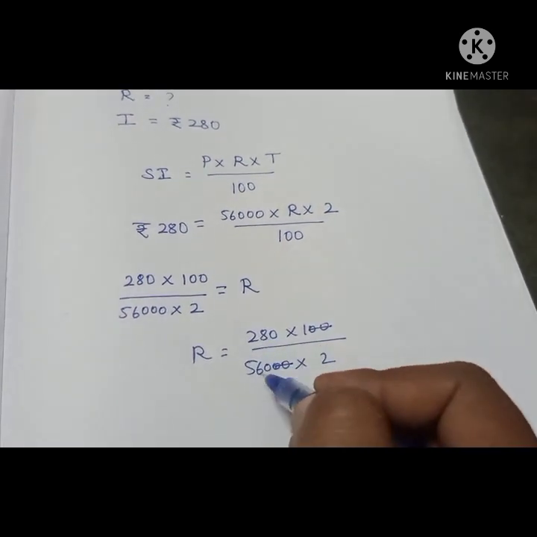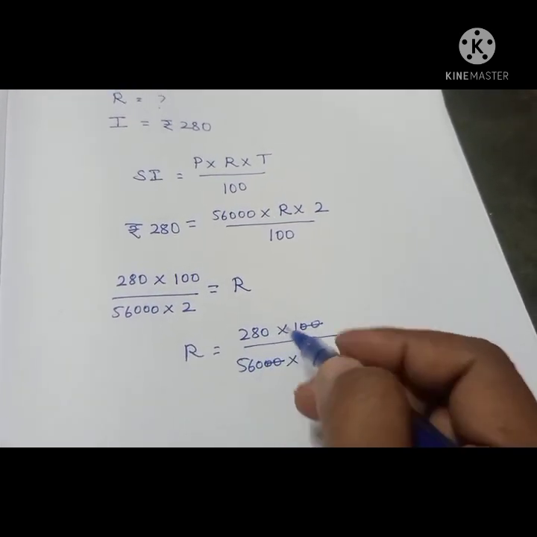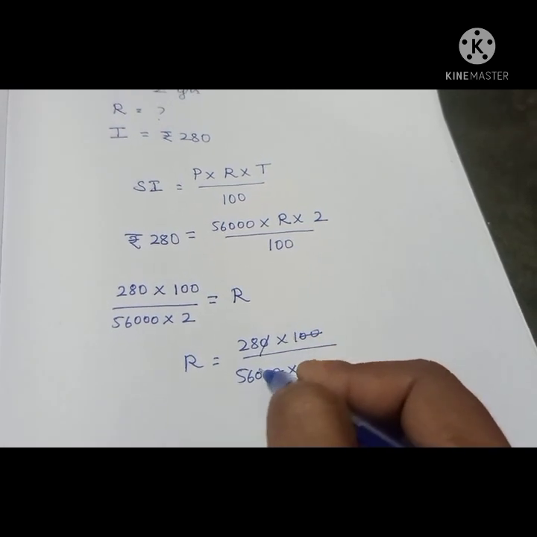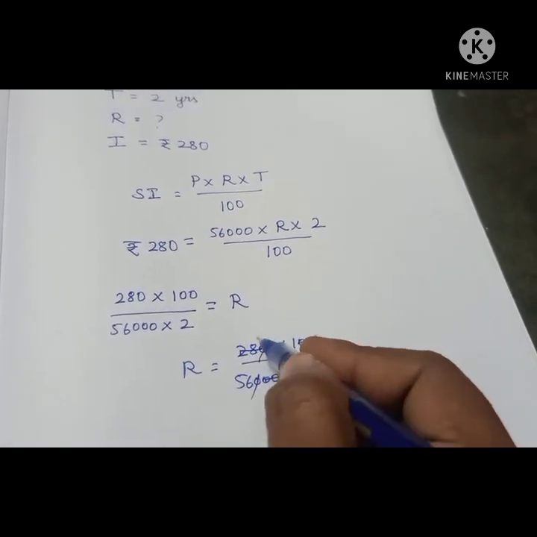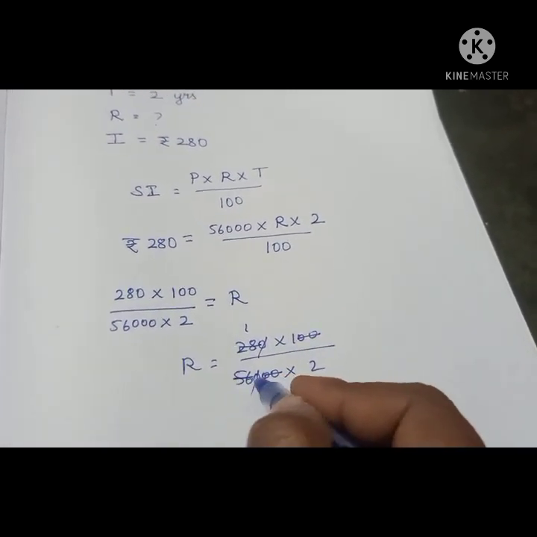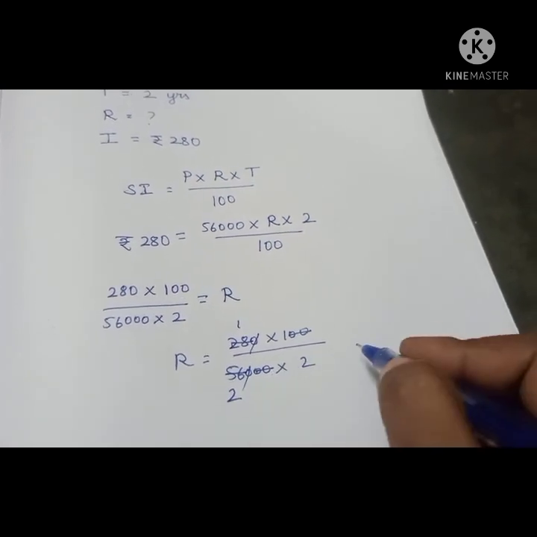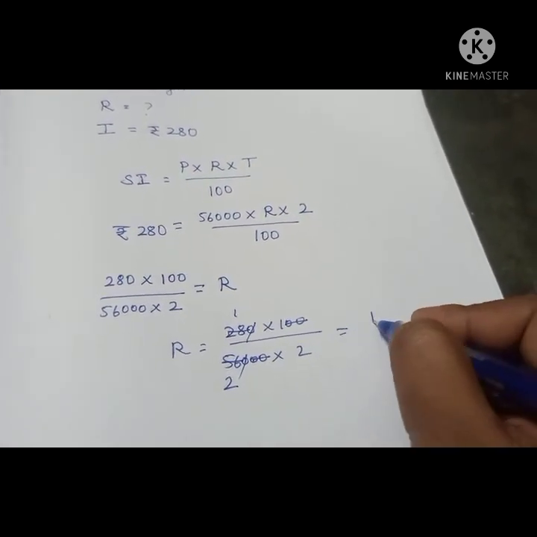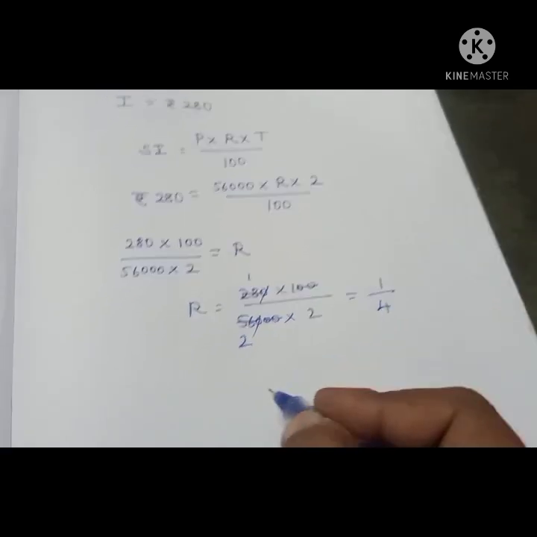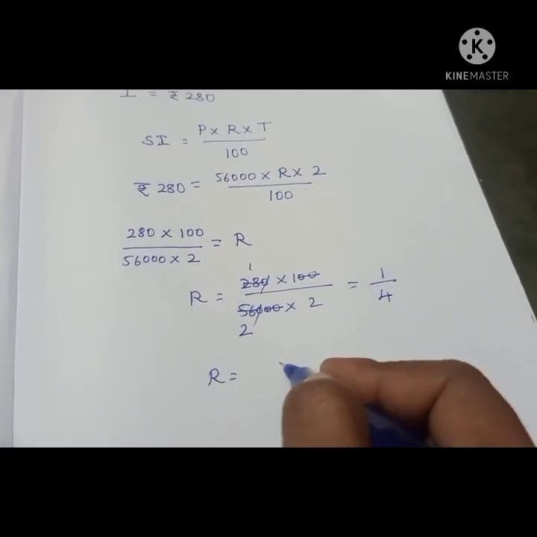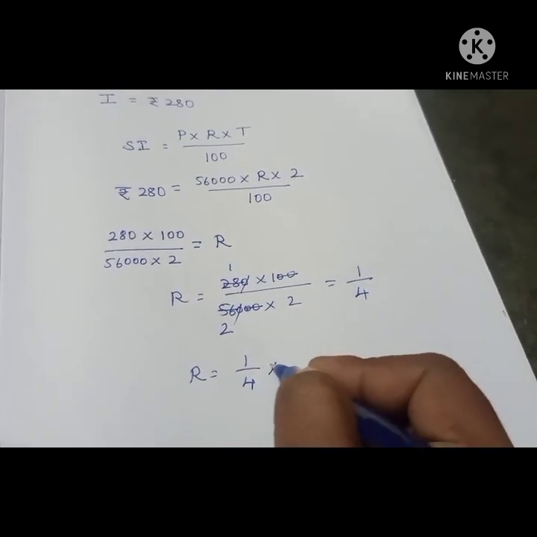We know 28 into 2 times we will get 56. So this 0 will get cancelled. 28 1 times 28, 28 2 times 56. So finally the rate of interest is 1 by 4. So R is equal to 1 by 4 percent.